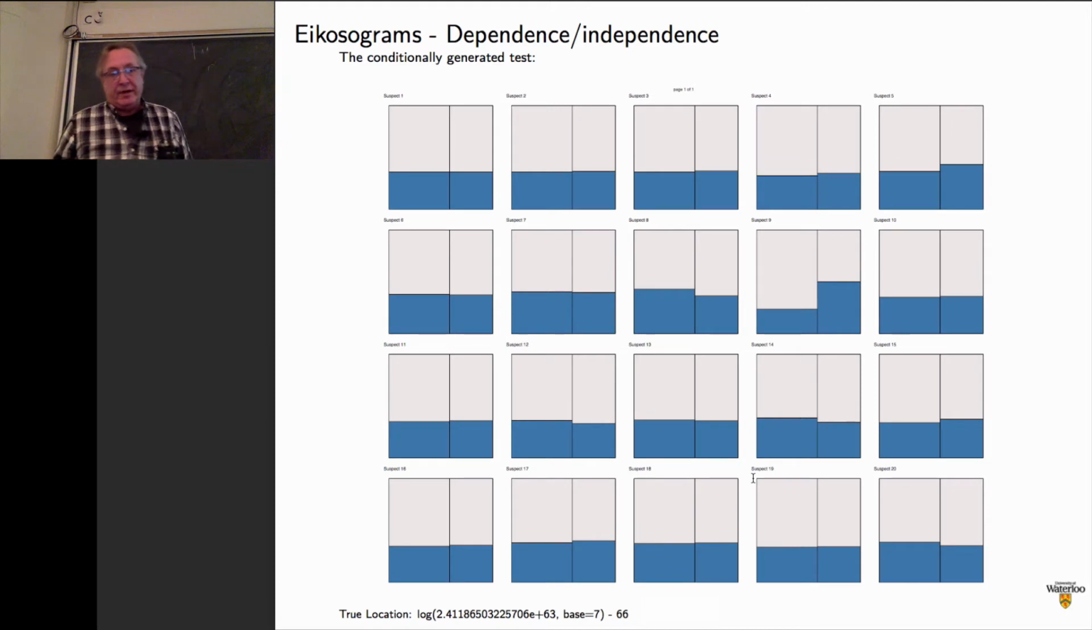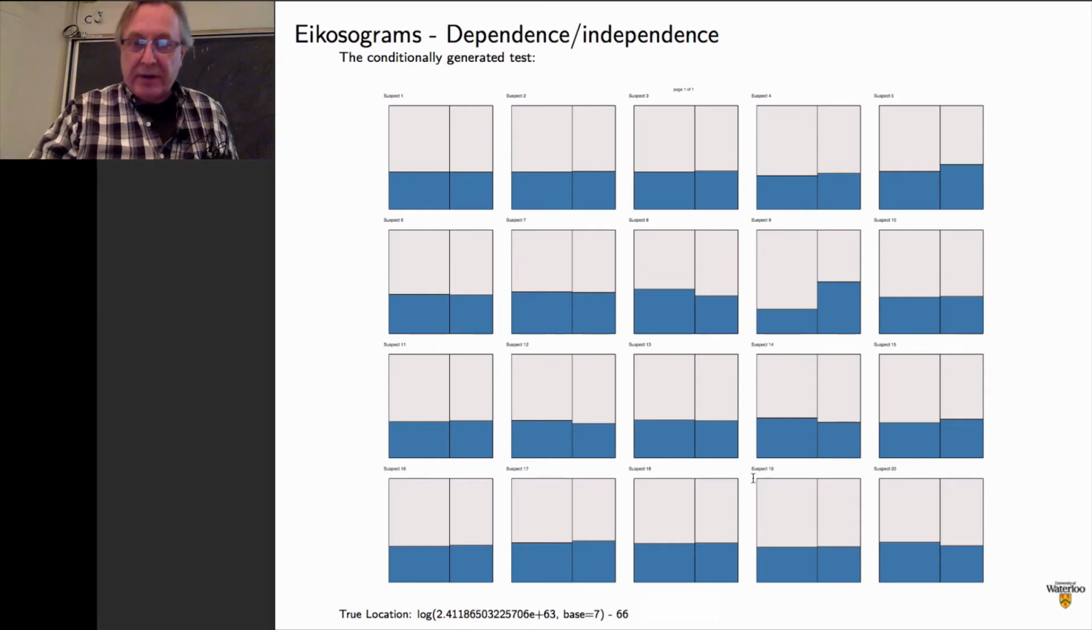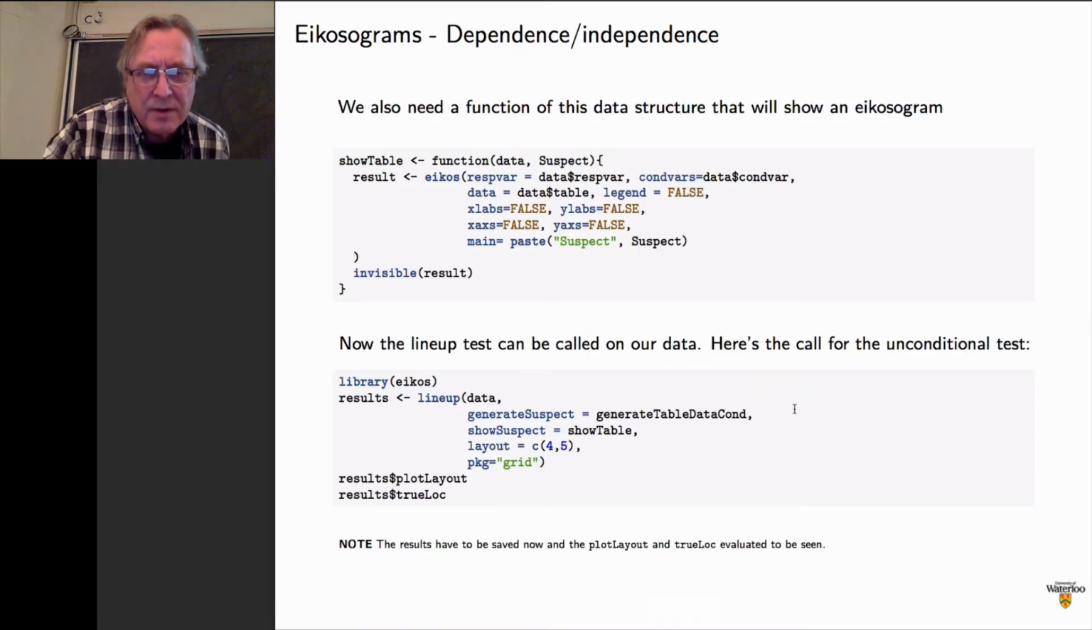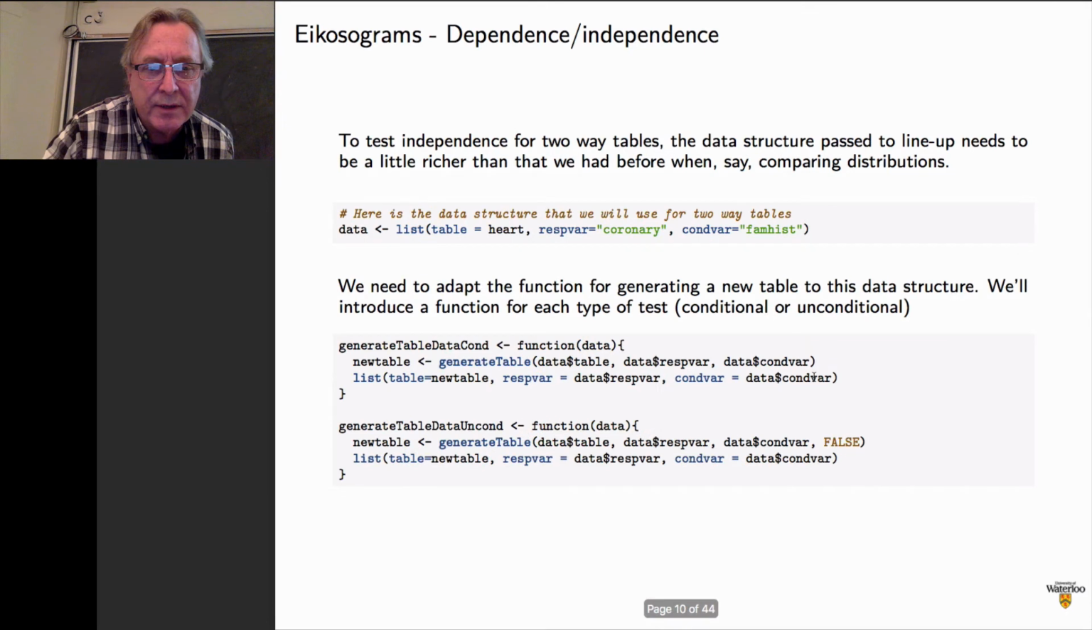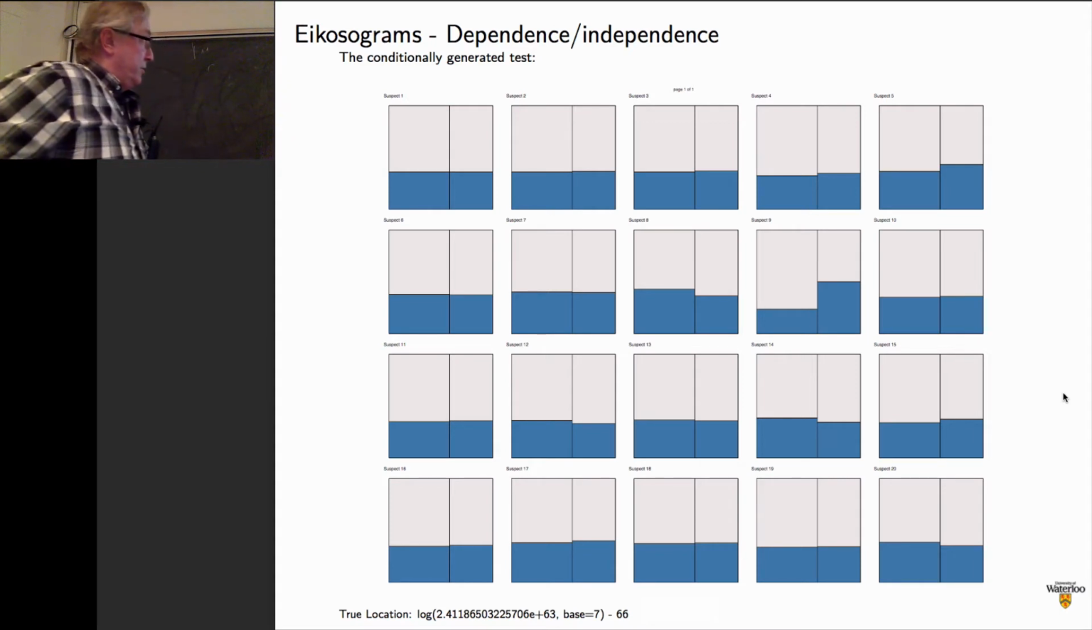Okay, so here they are. Family history, and this is the conditionally generated test. Let's just go back, I forget which was which. Where's our data? Our response is the coronary, and the conditioning variate is family history. Okay. So, question. Which of those would you choose?